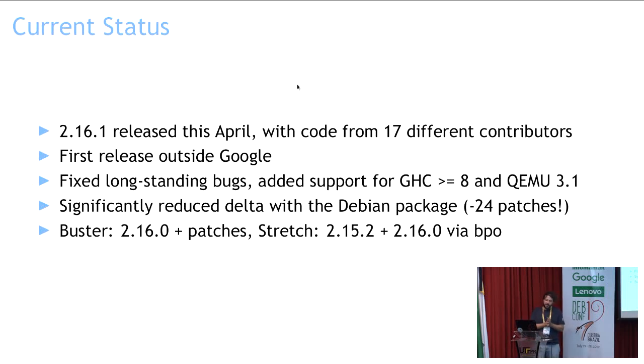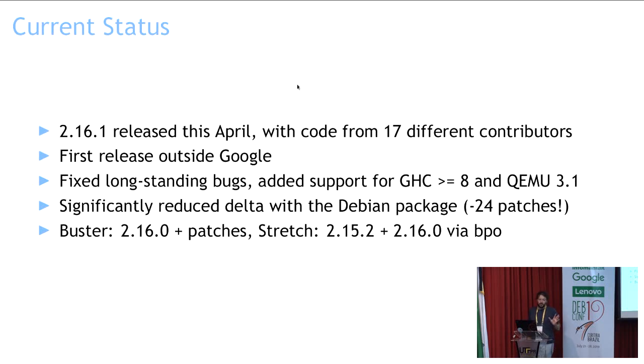The community efforts led to the release of 2.16.1, which was released this April, and it included code from 17 different contributors. Now, in reality, it was 5 or 6 people. The rest was cherry picks from older branches, but it was 5 or 6 people that actively contributed code during these 4 months, which is not bad. This was the first release outside Google, and the aim was to fix long-standing bugs and add support for modern Haskell and QEMU 3.1, which was released with Buster and broke a lot of options.